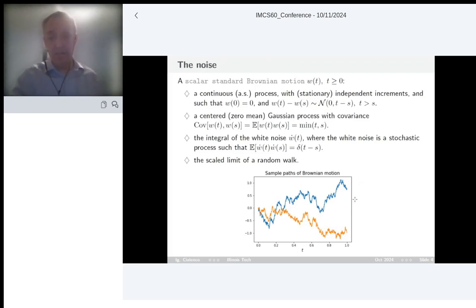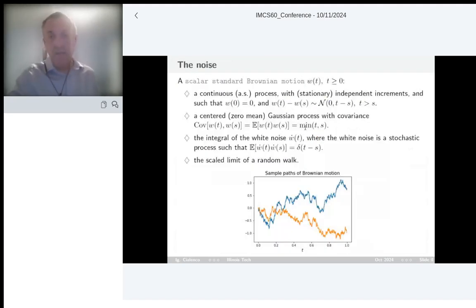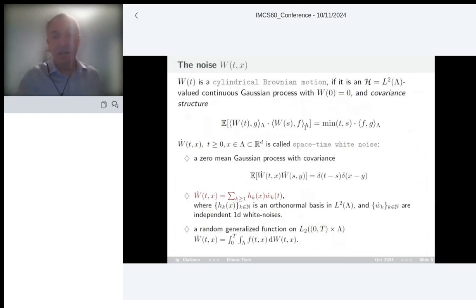Now, what happens if we have a PDE or an SPDE? Of course, the elements of these equations are functions. They live in some Hilbert spaces. So I'll need to define properly what is the Brownian motion in a Hilbert space, or a cylindrical Brownian motion, or a Brownian motion valued, let's say, in L2. There are several ways of doing that. But essentially, since this is a Gaussian and continuous Gaussian process, it's enough to specify, again, its covariance structure.